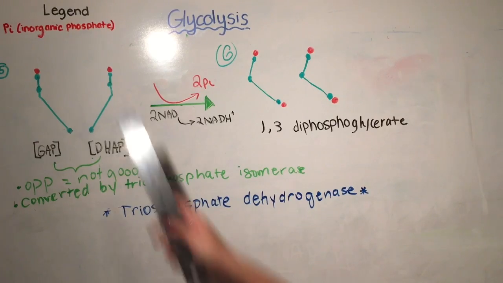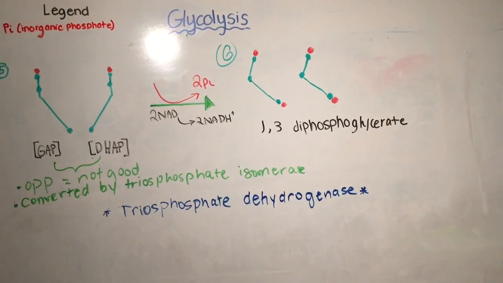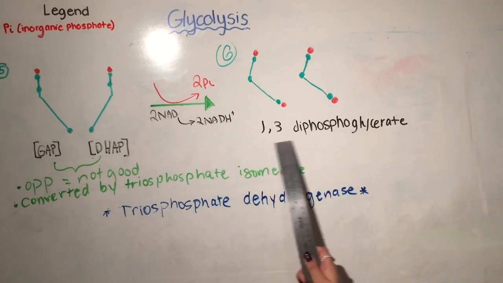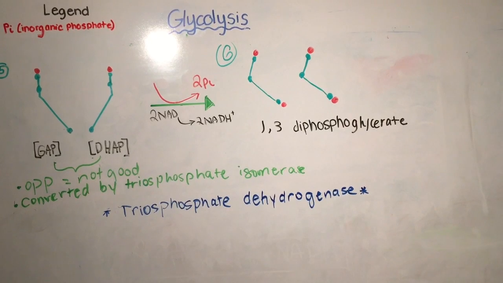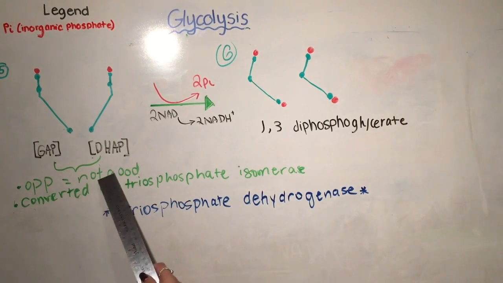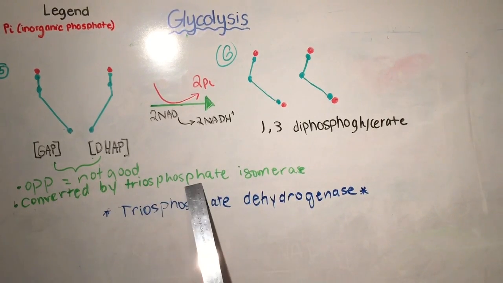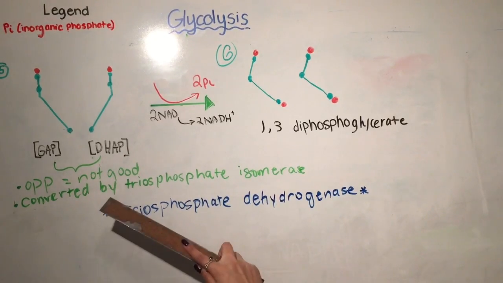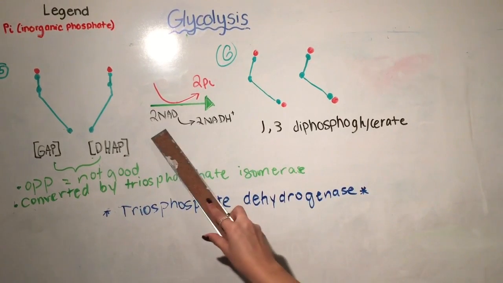Step 5 to step 6 is the process of getting GAP and DHAP into 1,3-bisphosphoglycerate. First, we have to flip that DHAP, because when they're opposite, it's not good. So it's converted by triosephosphate isomerase.